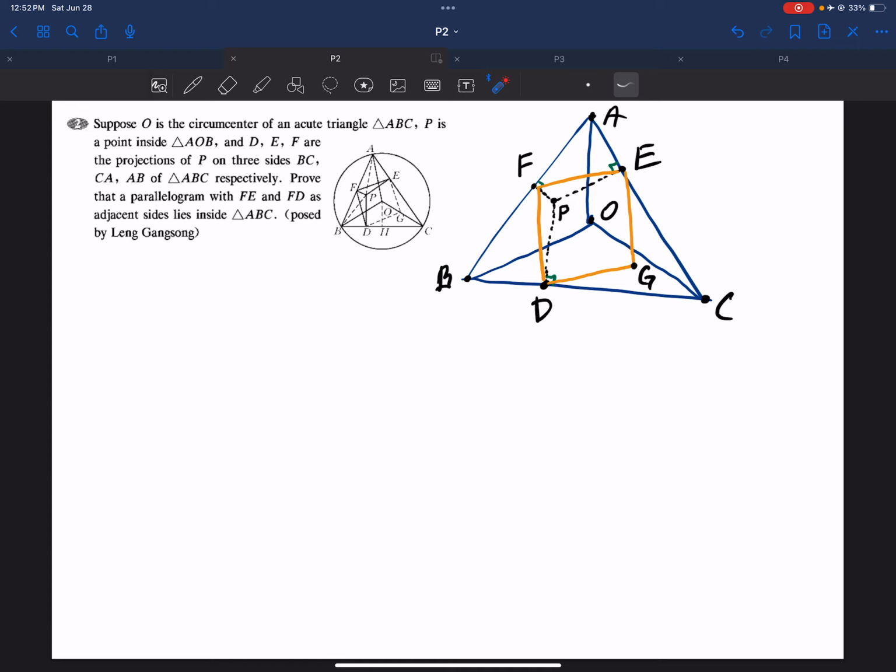Let's see. Somehow it is important that the point P is inside this triangle. So what happens if, instead of looking at point, well, if I move it close to the boundary of this triangle, let's say I move it to this point, or to this point, or to this point.